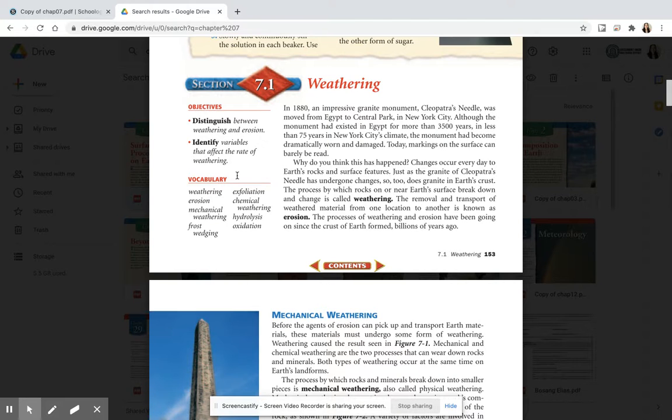Today, the markings on the surface can barely be read. Why do you think this happened? Changes occur every day to Earth's rocks and surface features. Just as the granite of Cleopatra's Needle has undergone changes, so too does granite in Earth's crust.